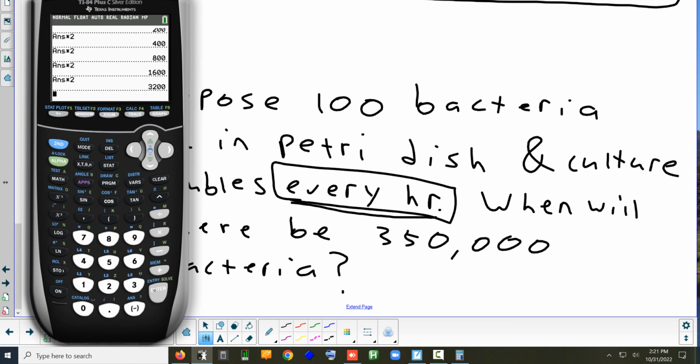I forgot how many times I hit enter, but there's 1, 2, 3, 4, 5, 6. I only had to press it 7 more times, and it's already over 350,000. So it's not like this is going to take years to double and get that many. I mean, that's going to happen within like 12 or 13 hours. It's pretty quick.